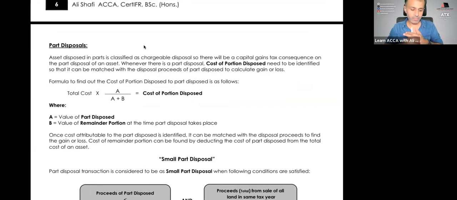What we are mainly interested in understanding is the formula to compute the cost of the portion being disposed of. Because when that land was acquired, you know the cost of the entire land. And when you are selling part of it, you need to find the portion of cost of the part that has been disposed of. To find that out, you need a formula. Very simple, easy formula: A over A plus B, where A equals the market value of the part being disposed of and B the market value of the remainder portion.